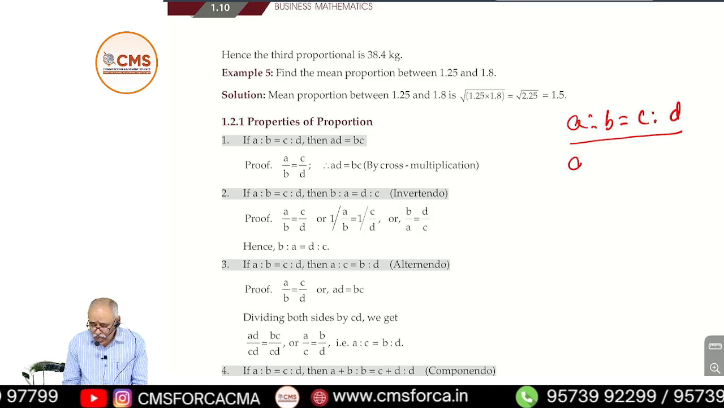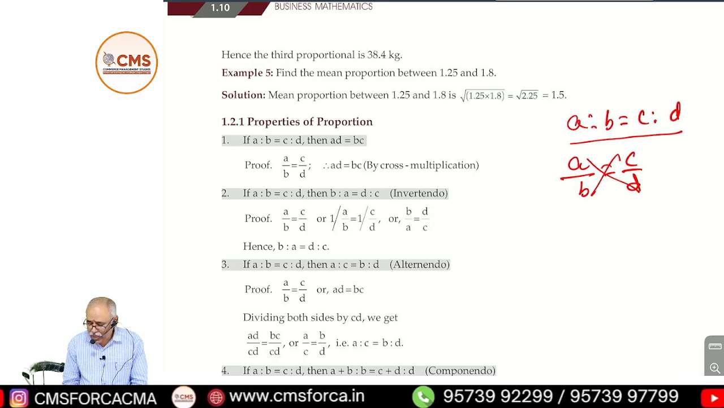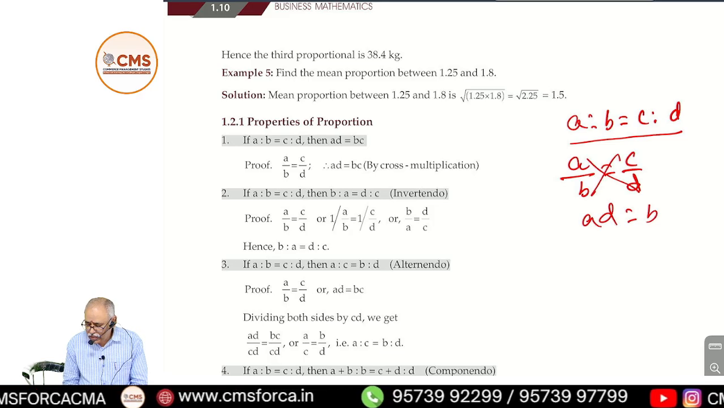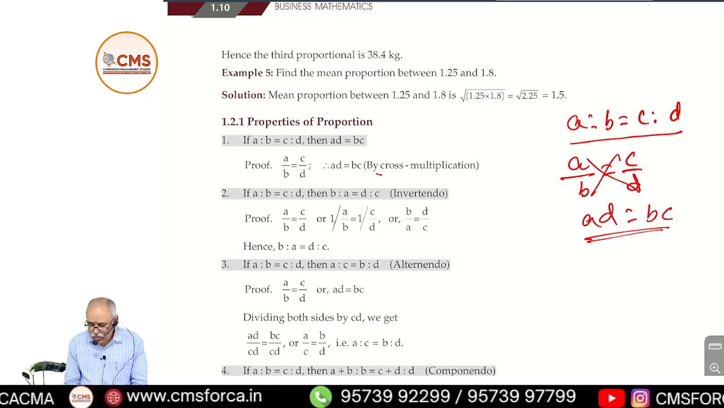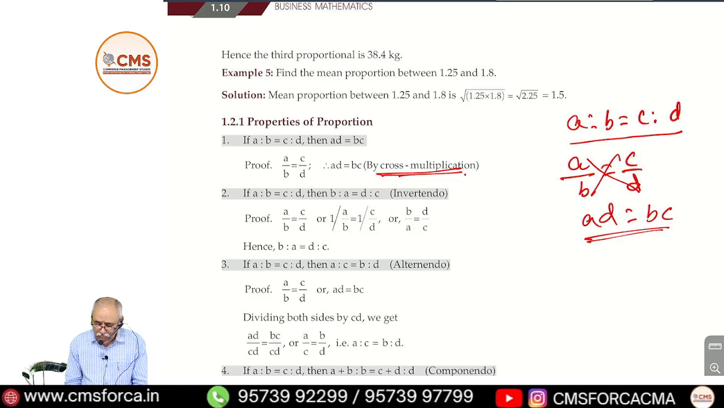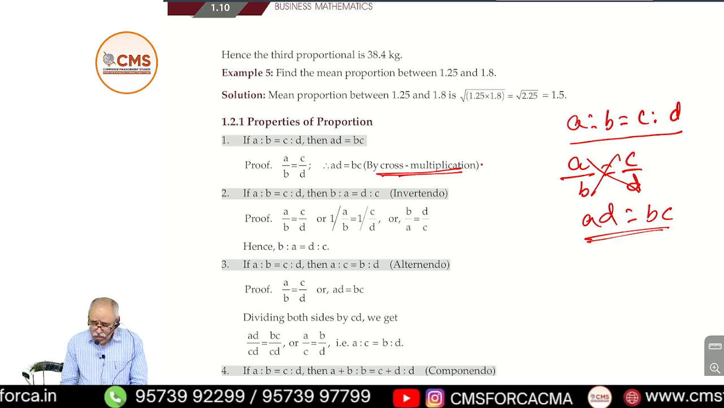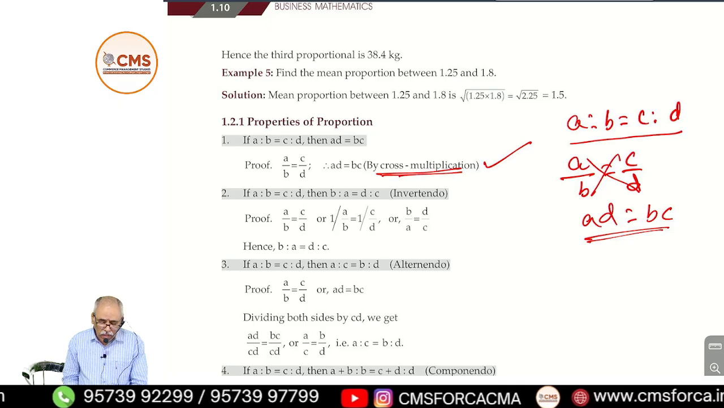Because A by B is equal to C by D, cross multiply like this: AD is equal to BC. That is why we say it is the cross multiplication property. What property, Nana? Cross multiplication property.